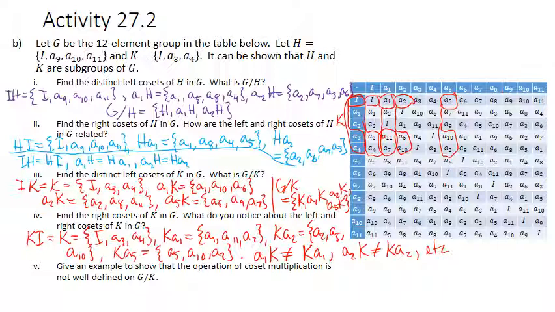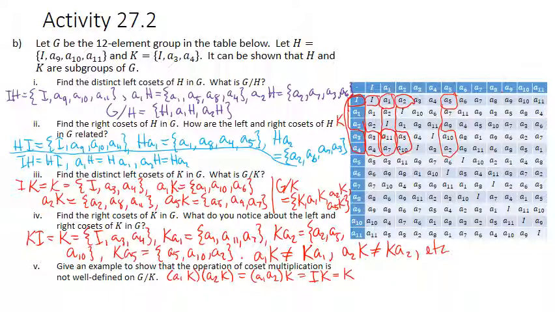Okay, so part 5 here. Give an example to show that the operation of coset multiplication is not well defined on G mod K. So let's just try doing an example and see whether it is or not. I'm going to try doing A1K times A2K, for example. So this is supposed to be A1 times A2 times K, and A1 times A2 is I, so that's supposed to be just K.